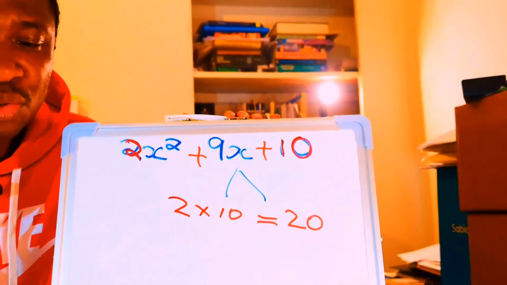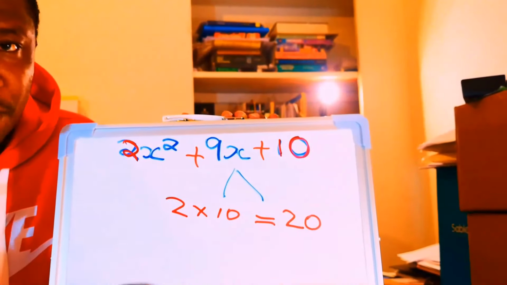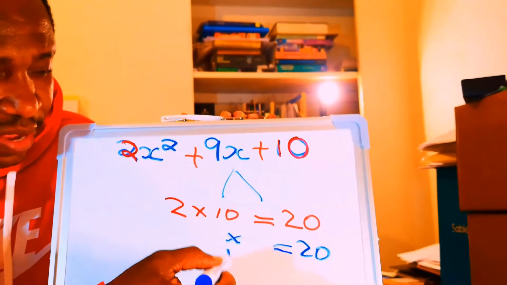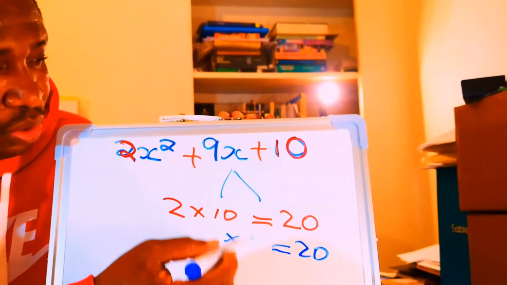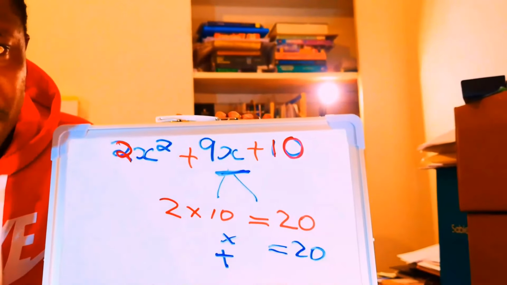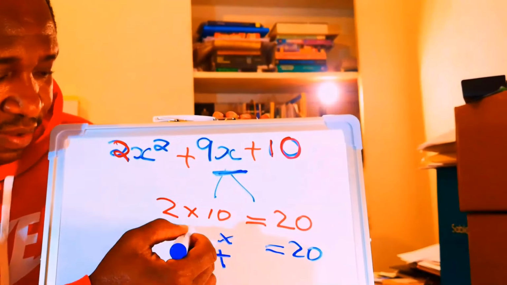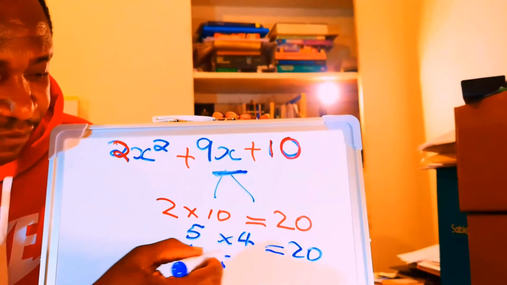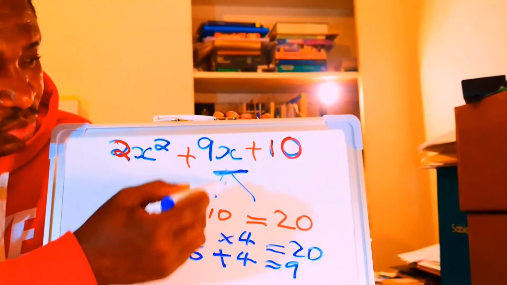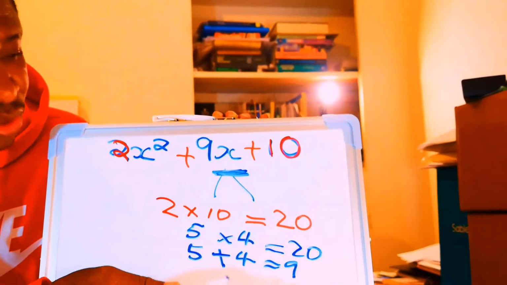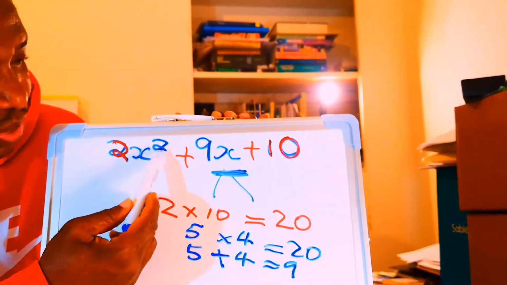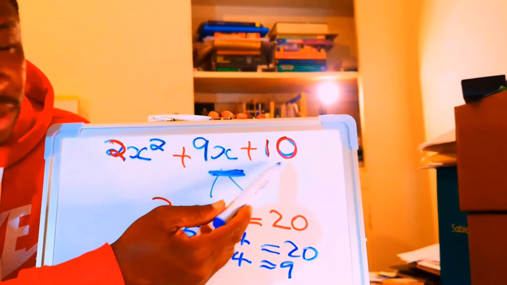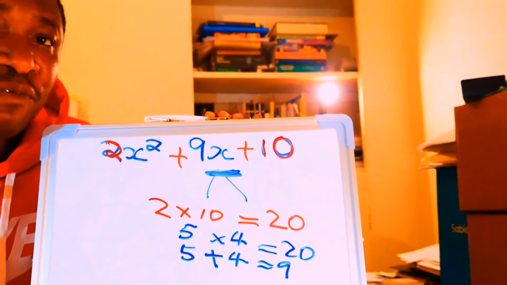Now, the next thing you are going to think of is there are 2 numbers. If you multiply these 2 numbers, you're going to get 20. And if you add these 2 numbers, you're going to get a replacement for the middle term. And the 2 numbers are 5 and 4. 5 times 4 is 20. And 5 plus 4 will give you 9, which is a replacement for this. So I will now have 2x squared plus 5x plus 4x plus 10. Now I'm going to have 4 terms.